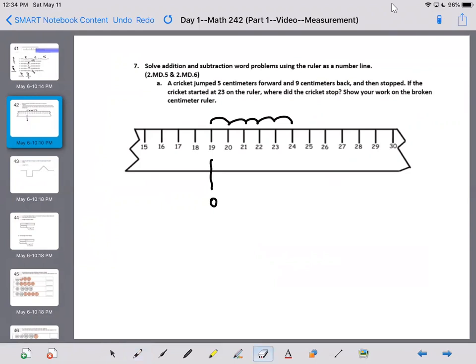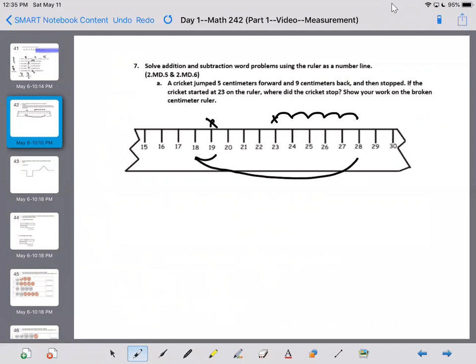Okay, sorry, I didn't start at 23. So we're starting at 23 on the ruler. And the cricket jumped 5 centimeters forward. So 1, 2, 3, 4, 5. So now it's at 28, and then it jumped back 9. So there's lots of ways of thinking about how you would jump back. You could jump back 10, and that would put you at 18, but 10 was too much. We needed to come back 1, so they would end up at 19.